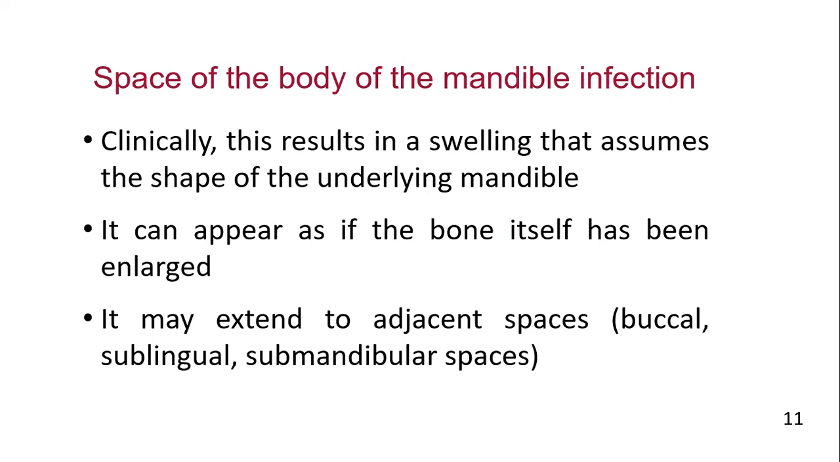Similar to the palatal space in the maxilla, a space that is also formed between the bone and the overlying periosteum, infections of this space can become very diffuse due to the shape of the mandible, and it can appear as if the bone itself has been enlarged. It may extend to the adjacent spaces, that is buccal, sublingual, and submandibular spaces.